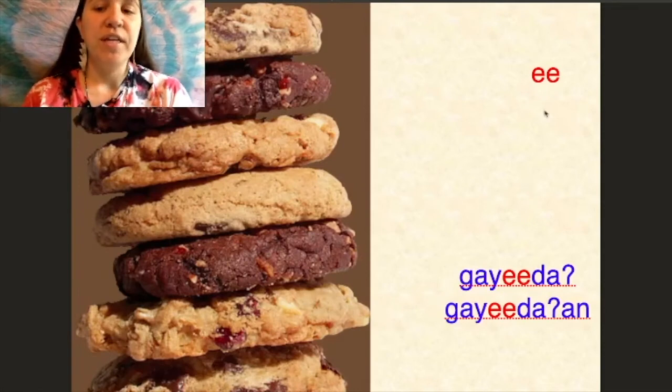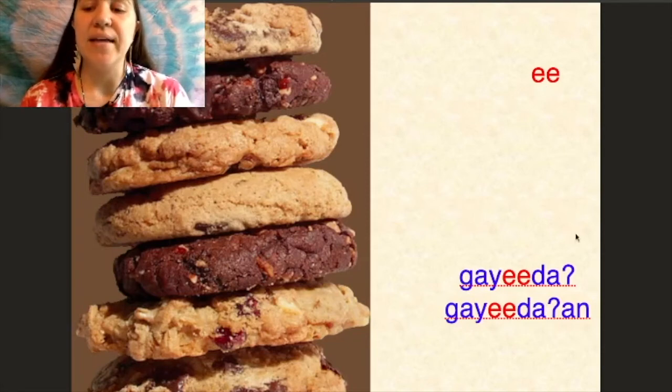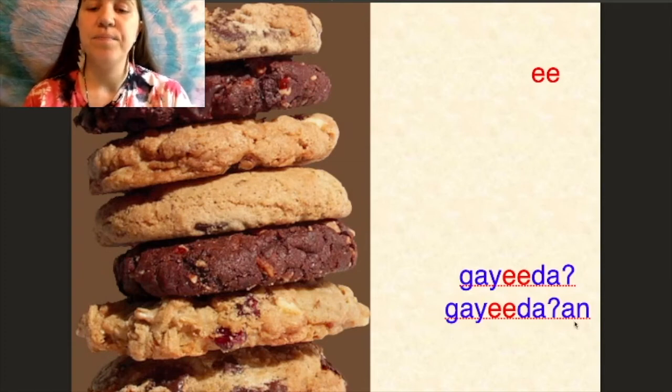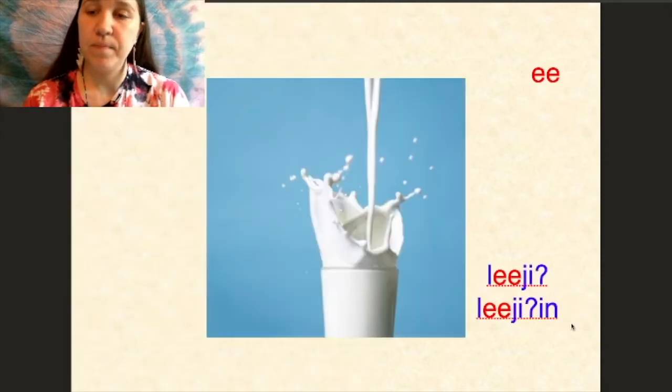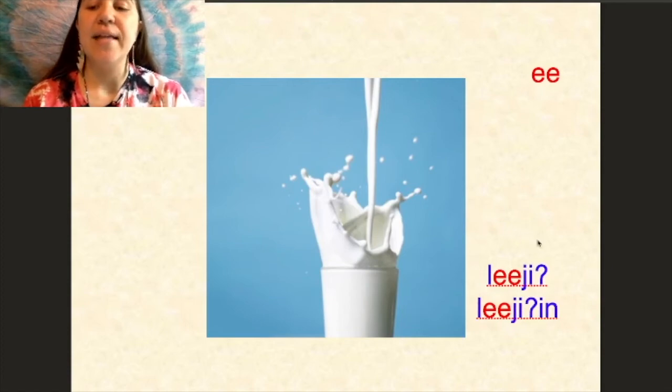And the word for cookie, we have that long vowel for the e. We have gaeda, gaedaan. And for our word for milk, we have leji, lejin.